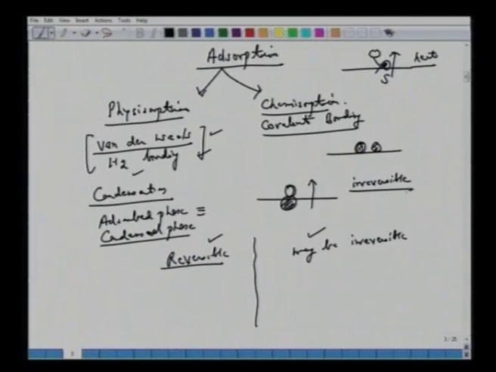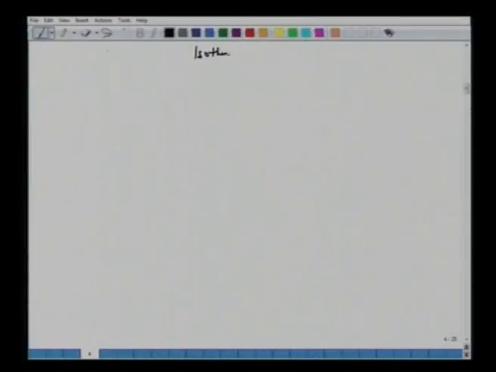Or if you want to regenerate the surface, then one has to have very aggressive regenerating conditions. Okay, and when you have adsorptions, so that's one aspect of our introduction on adsorption, the mechanism, physisorption or chemisorption. Another thing you'd be interested in and useful in our calculations is isotherm.